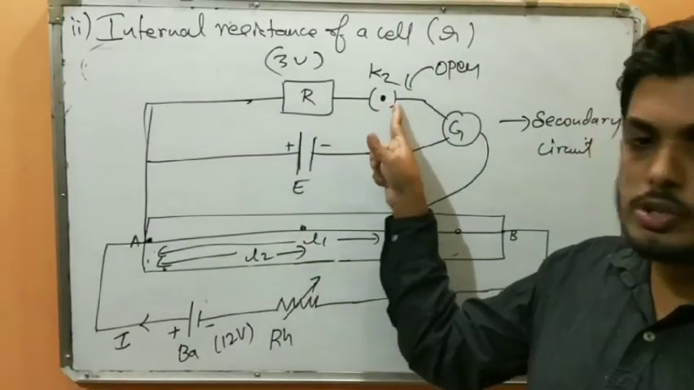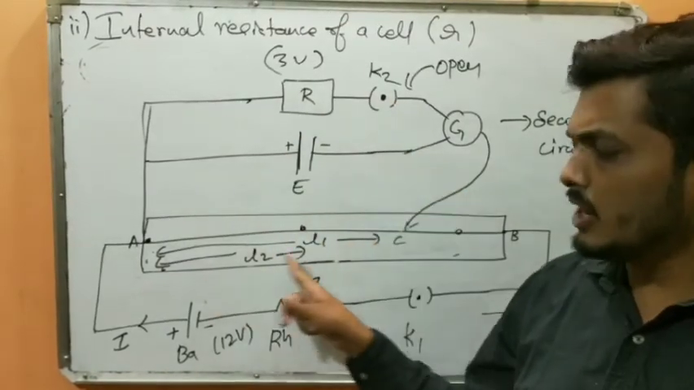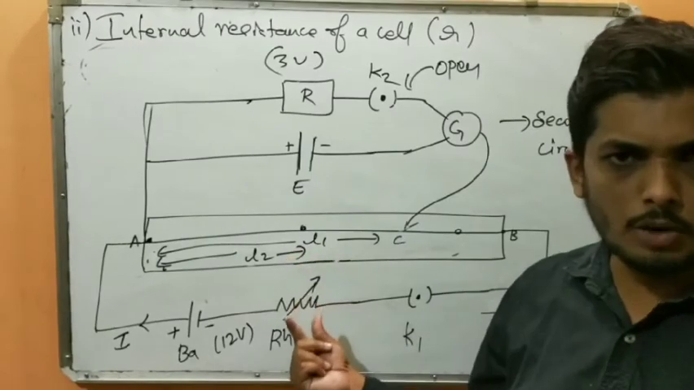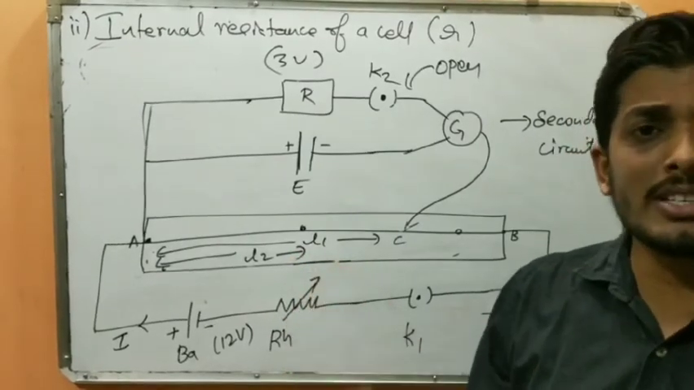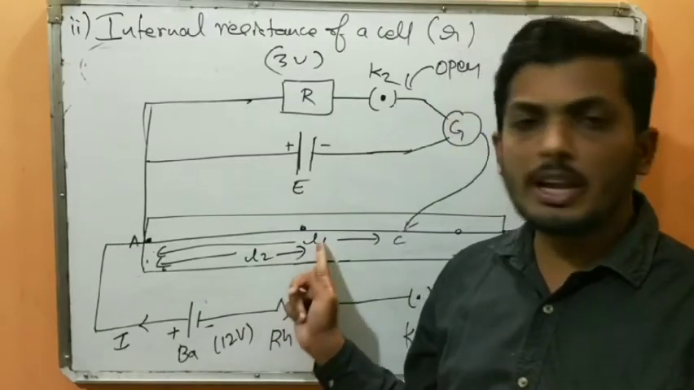Now I'll close this. I will find the balancing length again, with the opposite side deflection, and note it down. Now we will see how exactly to find the internal resistance using both L1 and L2.